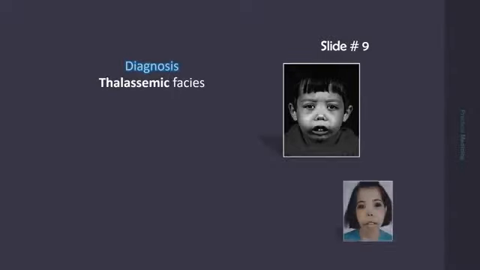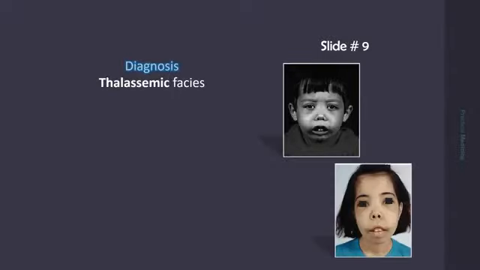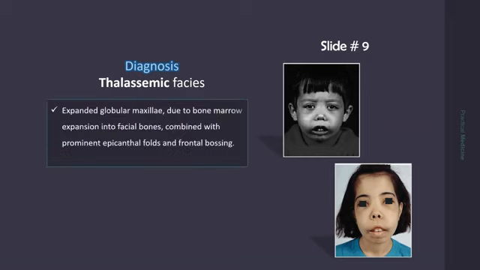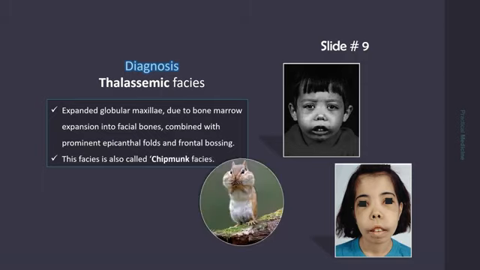What you see here is thalassemic facies. Notice expanded globular maxillae, due to bone marrow expansion into facial bones, combined with prominent epicanthal folds and frontal bossing. This appearance is also called chipmunk facies.